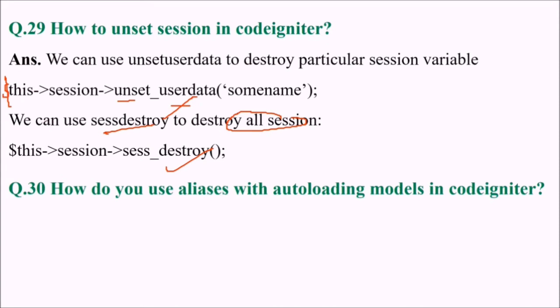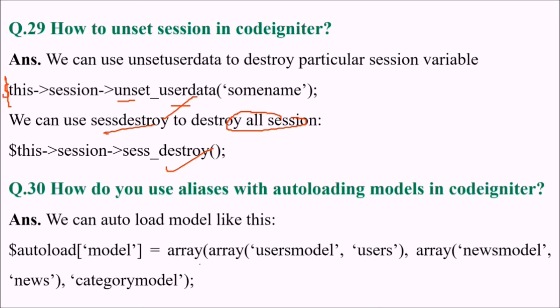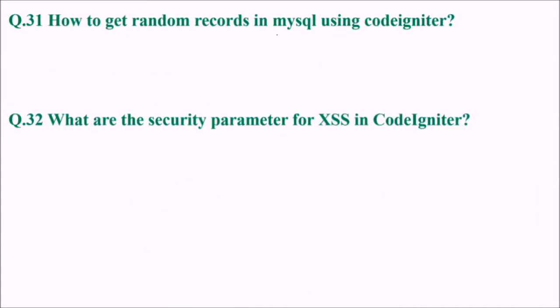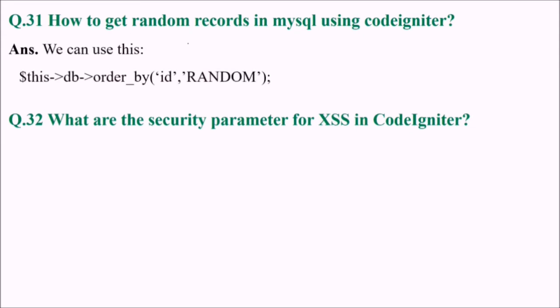How to use aliases with auto-loading models in CodeIgniter? We can auto-load models like this: autoload model, and then you use an array. Inside the array you can also use an array, because inside this array you have one array, second array, and the third one. Then you can also have an array like user model users. In this you have use model news, like this. How to get random records in MySQL using CodeIgniter? To get random records, you can use DB order by ID random. This is how you get random records in MySQL.